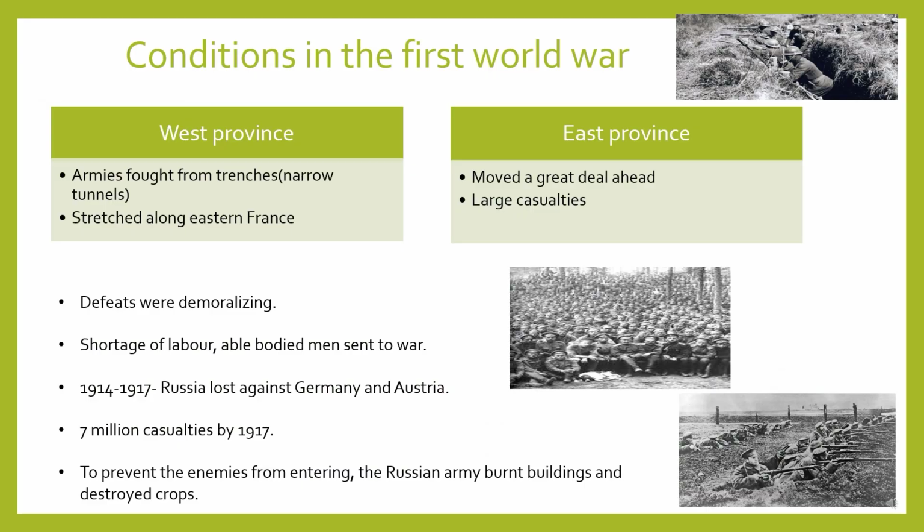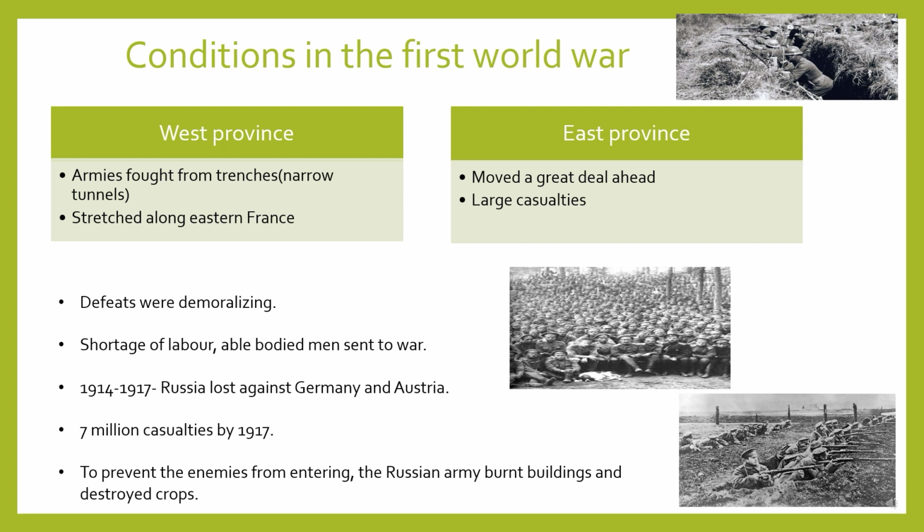Now students, let's see the conditions of Russia in the First World War. So as you can see in the slide, I've shown how the armies fought from the West and the East province. In the West, the armies fought from trenches or narrow tunnels, as you can see in this picture. They moved along eastern France. In the East province, the soldiers moved a great deal ahead, but there were large casualties too. A lot of army men died.